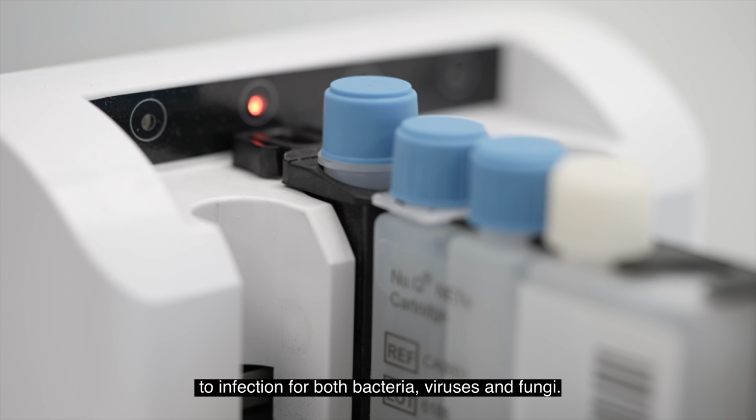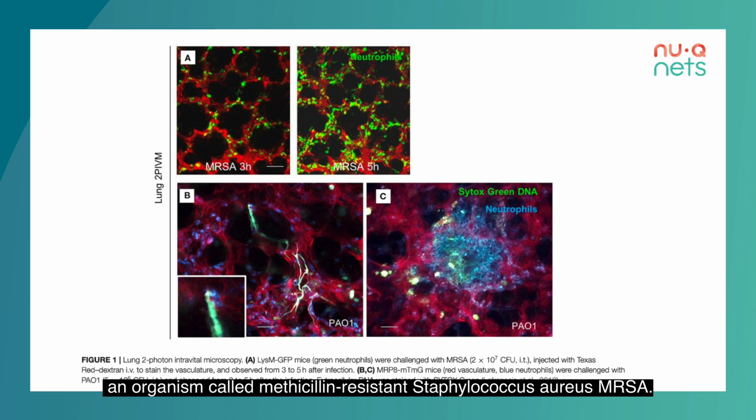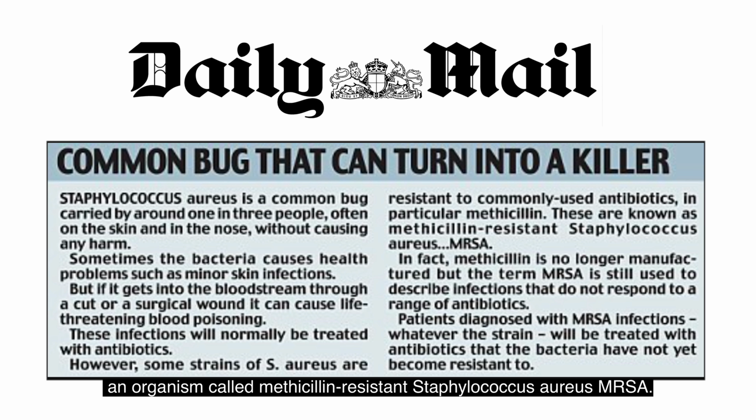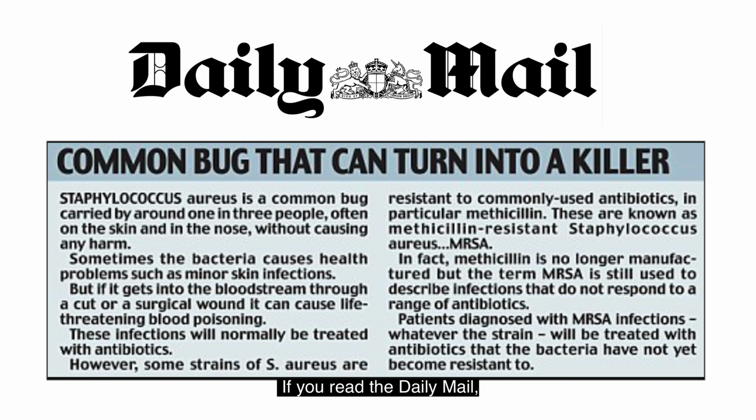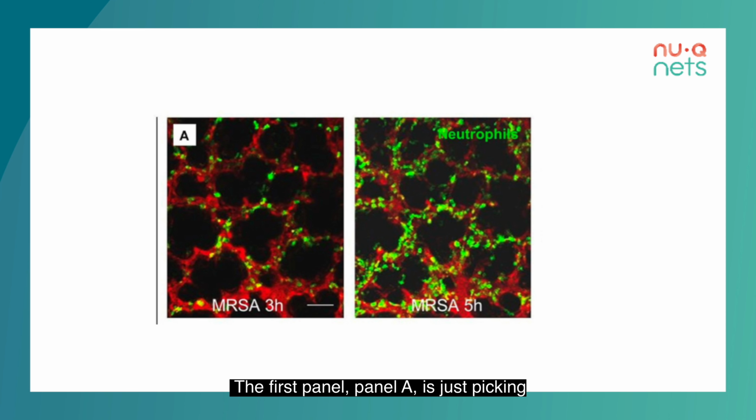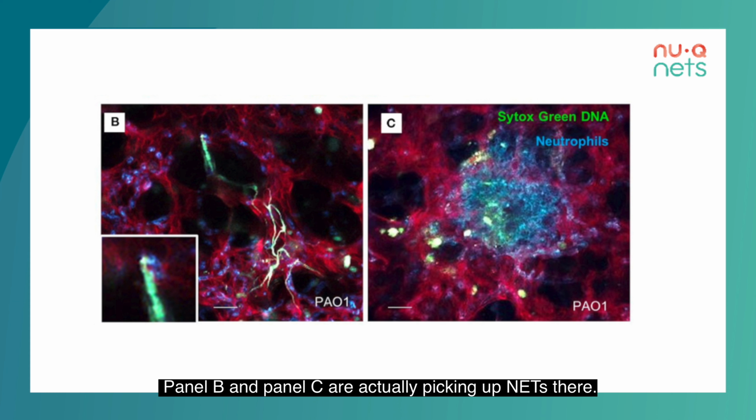This is actually it in the real world. This is a picture of the lung of a mouse, and this mouse has been infected with an organism called methicillin-resistant Staphylococcus aureus, MRSA. If you read the Daily Mail, MRSA is one of the superbugs. The first panel, panel A, is just picking up neutrophils being recruited to the lung to the site of injury. Panel B and panel C are actually picking up nets there. So it's not just a model, this is actually what's happening in situ.